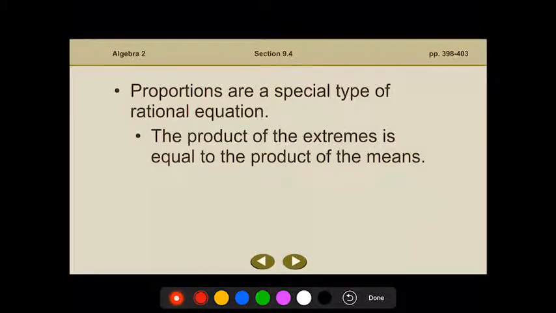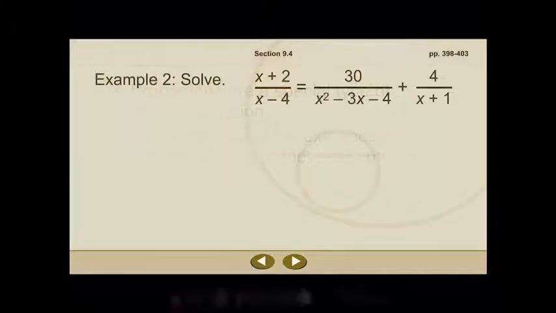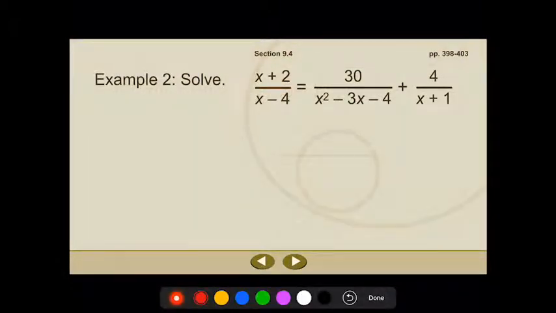Proportions are special types of ratio equations. The product of the extremes is equal to the product of the means. It's just talking about some ratios here. That's another way that you can do it. On the previous equation, I had one fraction equals another fraction. You could have cross multiplied because you would have a ratio and solve for the unknown. So there's actually a couple of different ways to solve these problems. It really depends on how you guys look at it and how you want to work the problem.